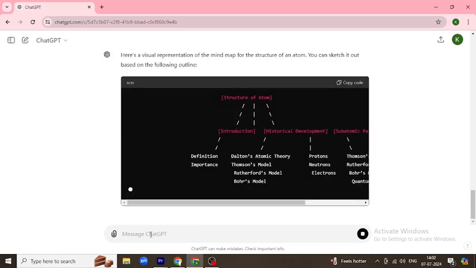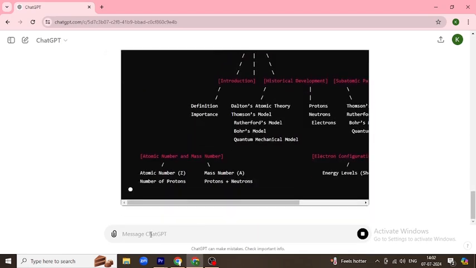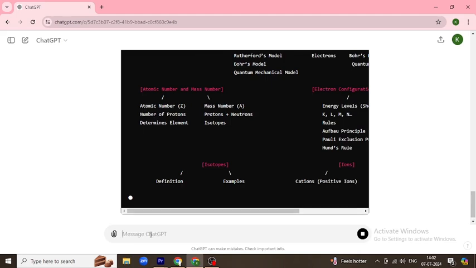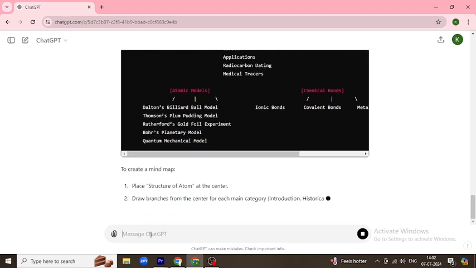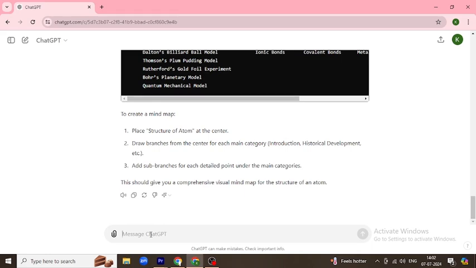Okay, so you can see one is visual representation and the other is the text representation. You can go through both of them and can remember better.